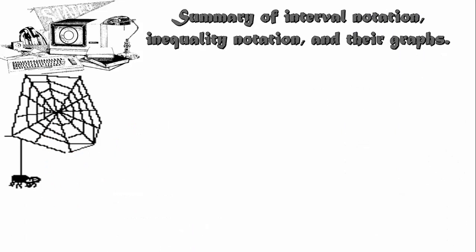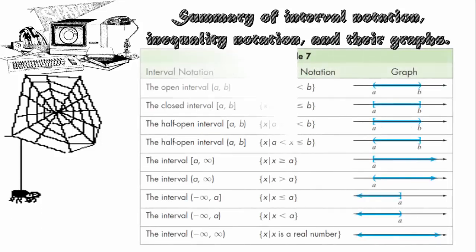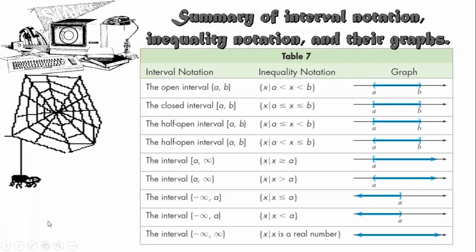Summary of interval notation, inequality notation, and their graphs. In this particular table, it shows what an open interval is and how we would write it in what's called set builder notation. An open interval would be these little round brackets. A closed interval would be square brackets. A half open interval will have a square and a round bracket, etc. We'll go into examples that will show what these mean and how to use it.